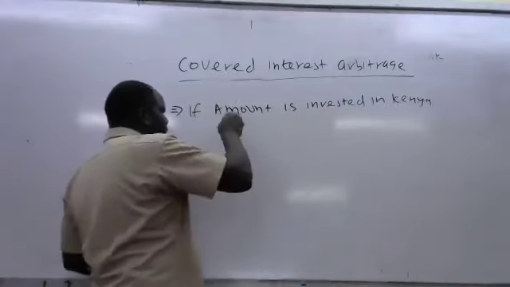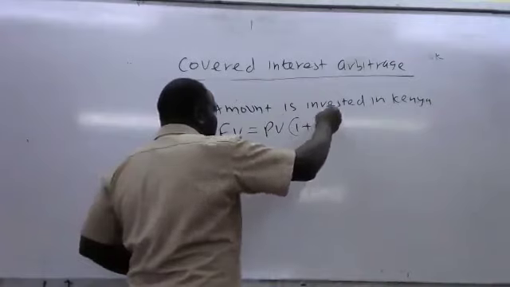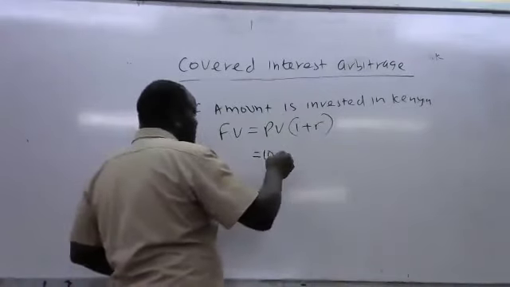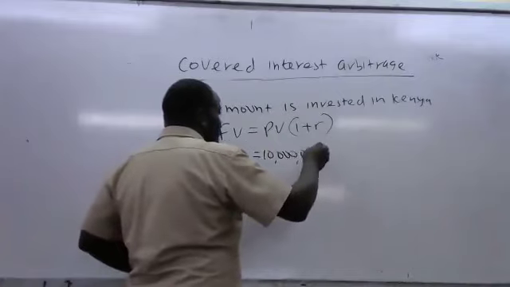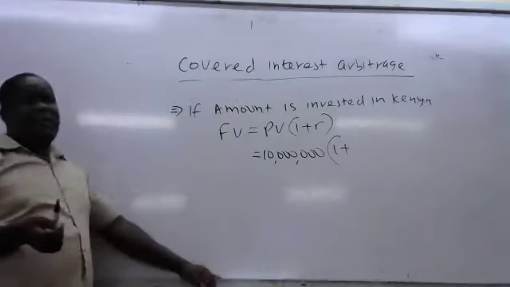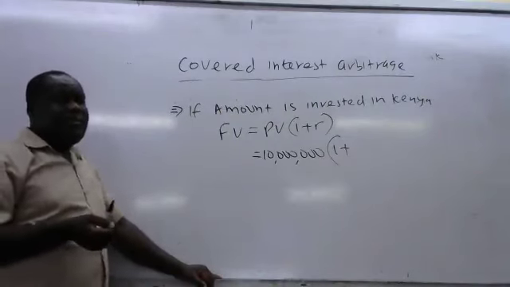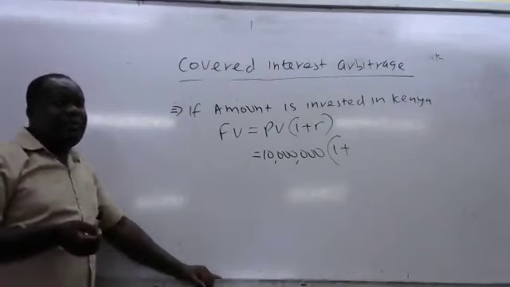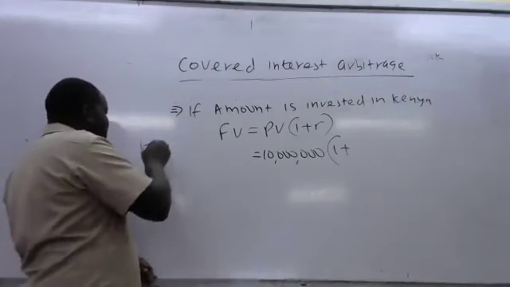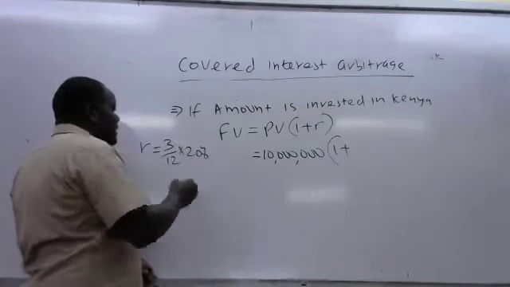So we just get the future value. It is the present value times 1 plus R. The money he had was 10 million. So assuming he invested in Kenya, you know the interest rate in Kenya. The question has given you the percent: 20% per annum. So convert it into 3 months. So R will be 3 over 12 multiplied by 20%.